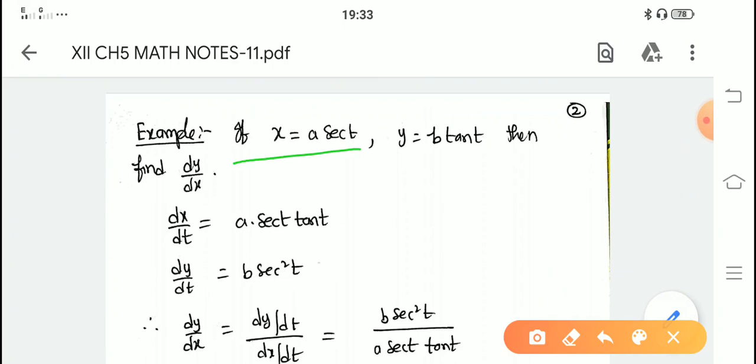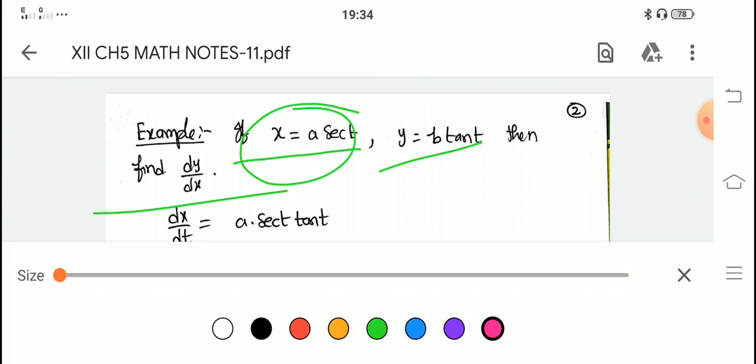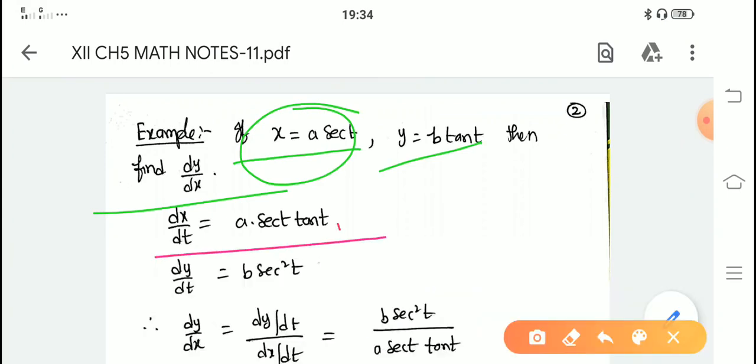x is equal to a secant theta, y is equal to b tan t. Find dy by dx. So first find out dx by dt. dx by dt is a secant t tan t. Next dy by dt, b secant square t. Earlier, before this exercise, you were differentiating with respect to x, but in this exercise you are differentiating with respect to the parameter.